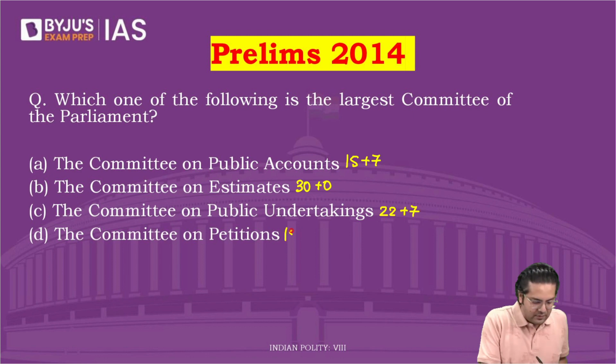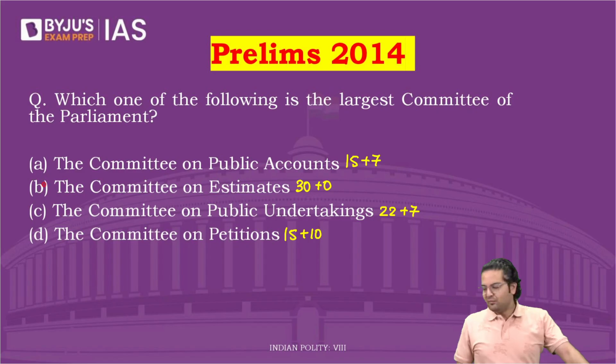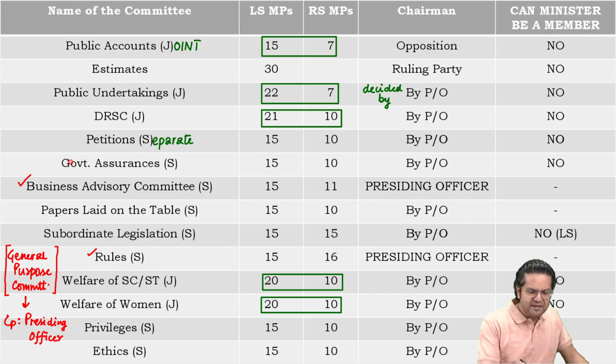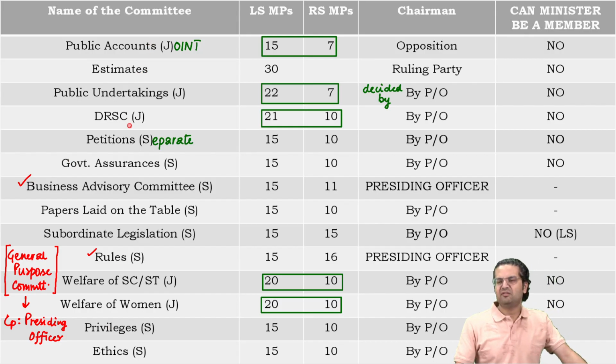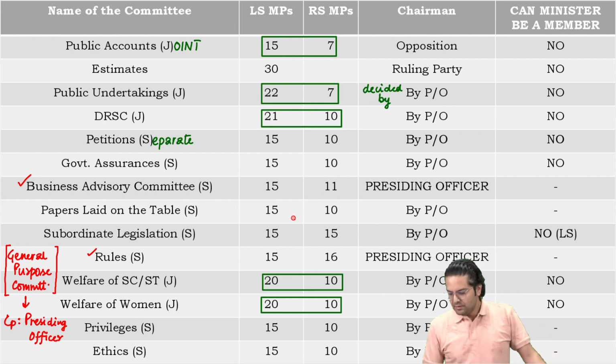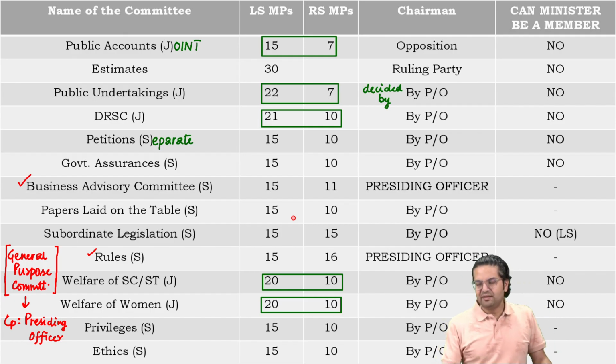That's why I said that whether you should mug up this or not, it's totally up to you. Cost benefit. Once a question has been asked, it may or may not be asked again. So at least remember the basic ones like the PAC, Estimates Committee, DRSC, etc. Remember these basic things, that ministers are not members and all. Otherwise, mugging up the members and remembering them is not possible. Okay.